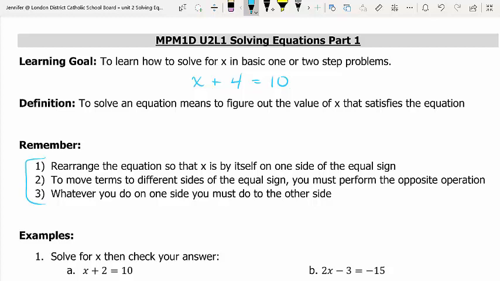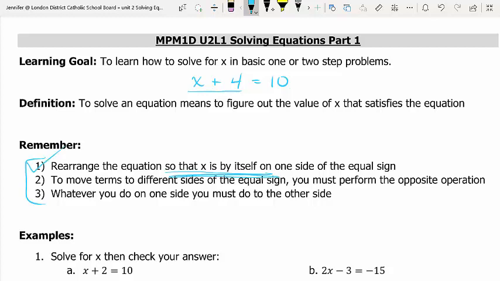So first, when you rearrange the equation, basically what you're trying to do is get x by itself on one side of the equal sign. In my example right here, on the left side, x is not by itself. x has a +4 with it. So the goal is to try and get x alone. And you'll see how we do that when we get into the examples.